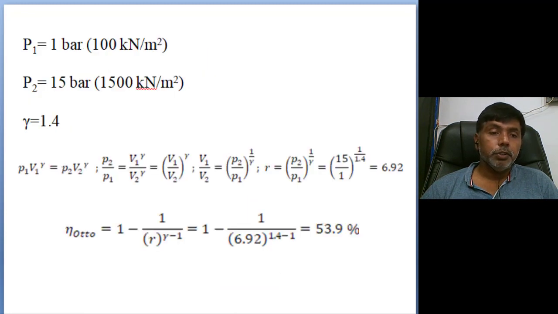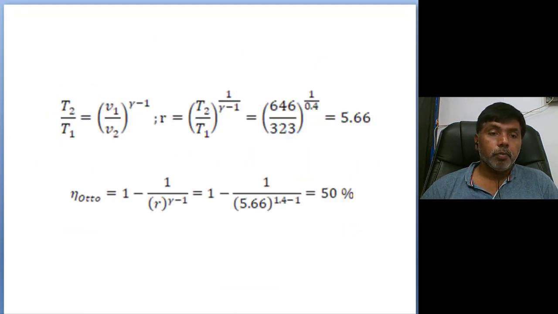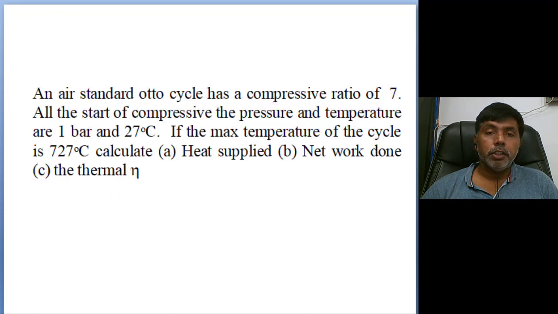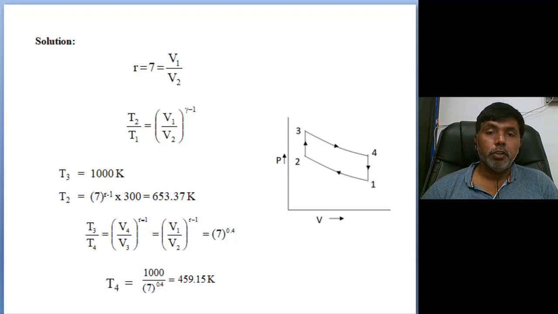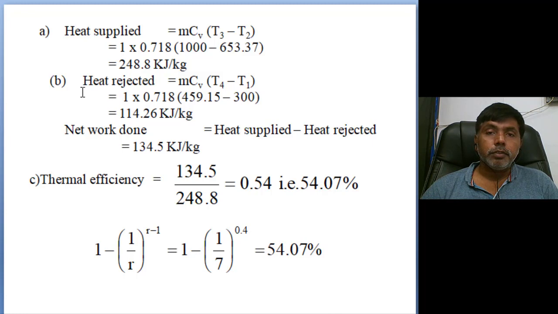We used the basic equations. In one problem they gave the temperature ratio, so we determined the compression ratio and then the efficiency of the Otto cycle. In another, heat addition and everything else had to be determined. They gave the compression ratio, and based on it we determined the temperature ratio. After determining the temperatures, we calculated heat supplied and heat rejection. Heat supplied minus heat rejection is the net work output, and thermal efficiency equals net work output by heat supplied. Or, since we already know the compression ratio, we can determine the efficiency directly.